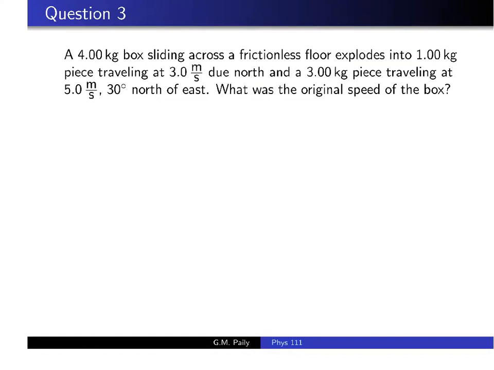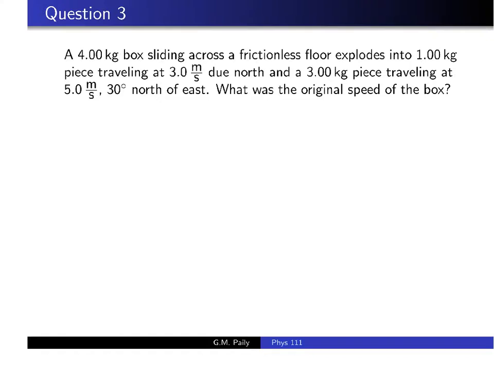Here's a sample problem. Try solving it yourself first, and then we'll look at the solution. We will now solve the problem.